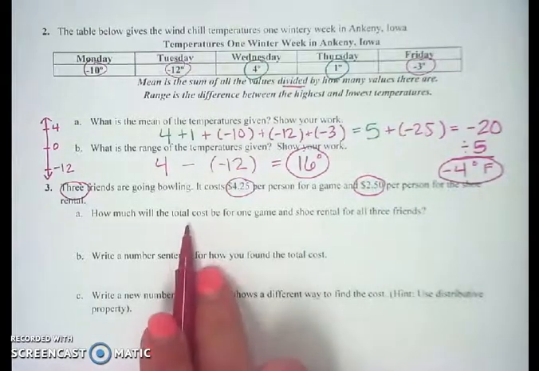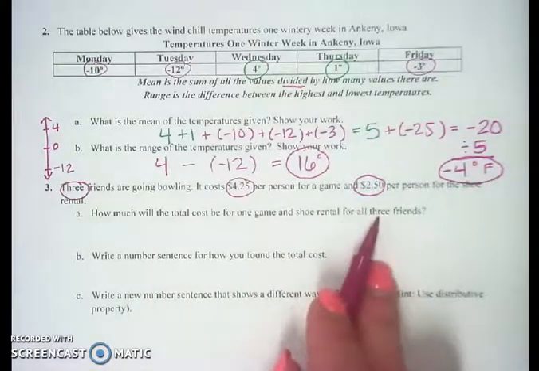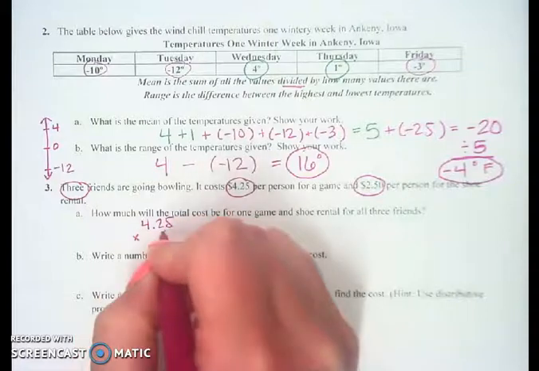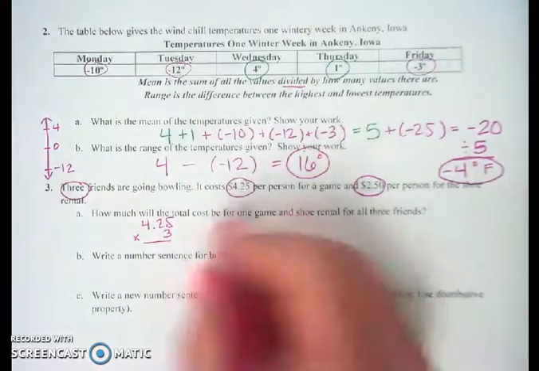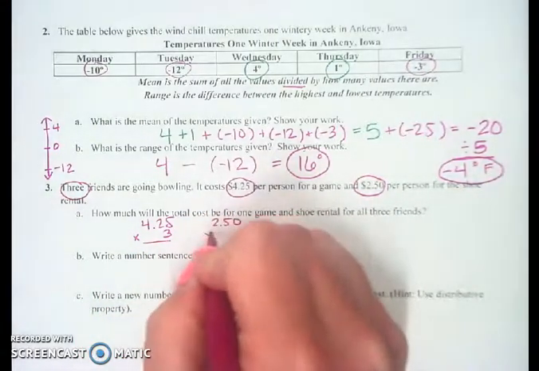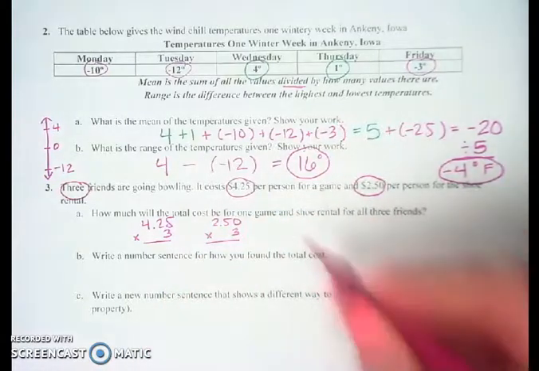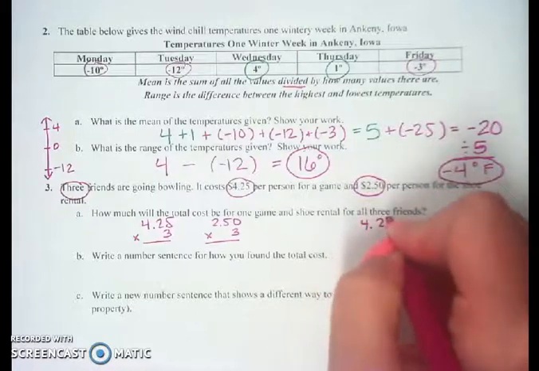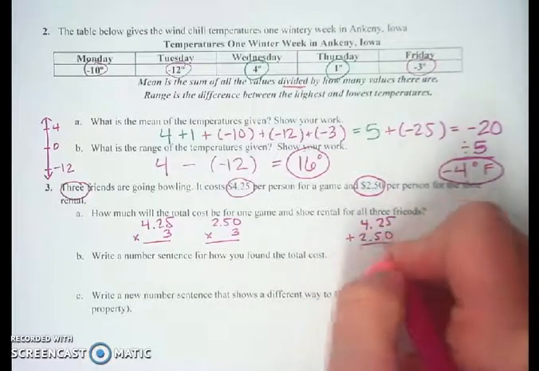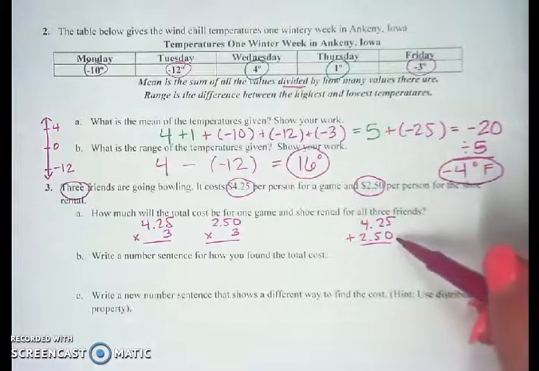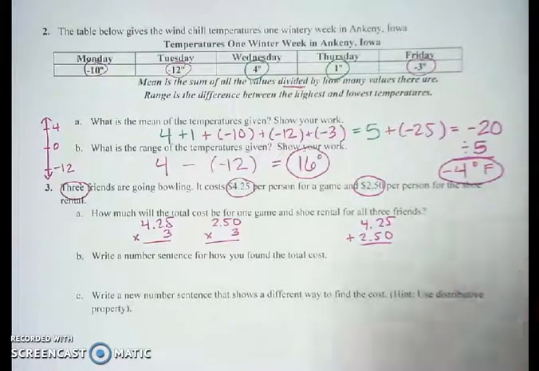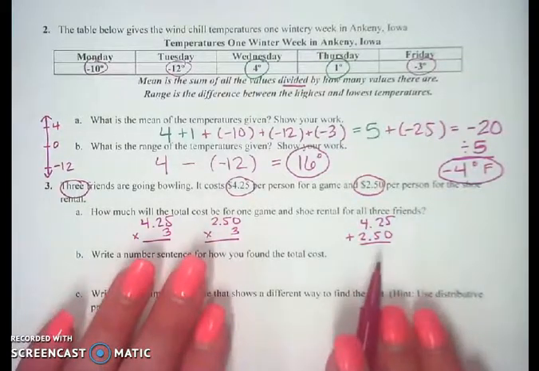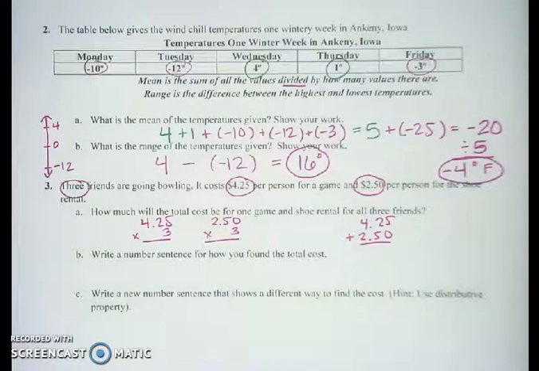So if I want to find the total cost for the game and the shoes, one option is to take $4.25 times 3 people, and then $2.50 times my 3 friends, and go ahead and add them together. Or, remember, I can add them together first and find out how much for the game and the shoes together before I then take it times 3. So just like last time, it's your choice. You don't have to write both. It's just whichever one makes more sense to you.